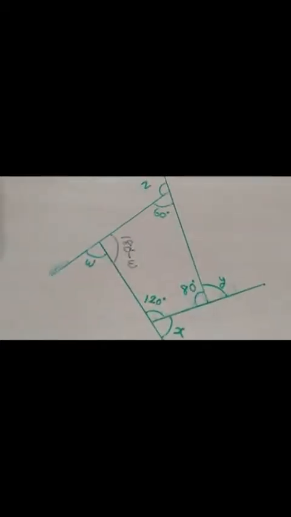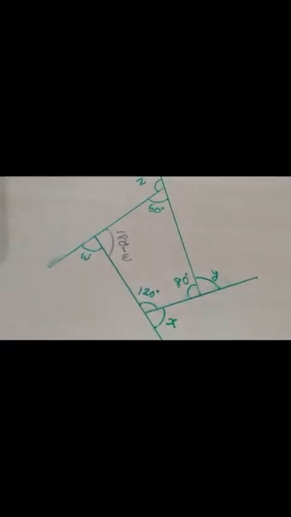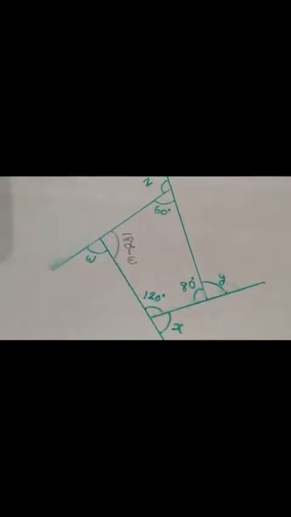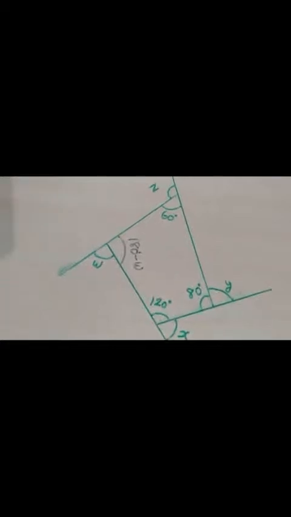Now you can see this is a quadrilateral. The sum of interior angles of a quadrilateral is 360 degrees. Then we add all these four angles of the quadrilateral and we obtain 360 degrees. In this way we find the value of w.